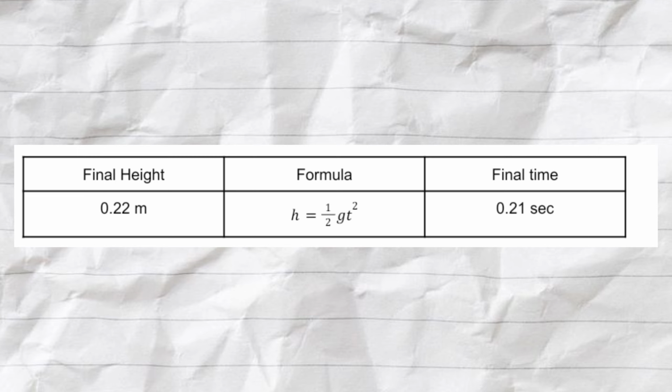Applying the relevant data discussed earlier, the group determined the time t required for the ball to fall from the bottom of the ramp and reach the can. Here's the equation for vertical distance: H is equal to 1/2 gt squared. We were then able to get the final time, which is 0.21 seconds.